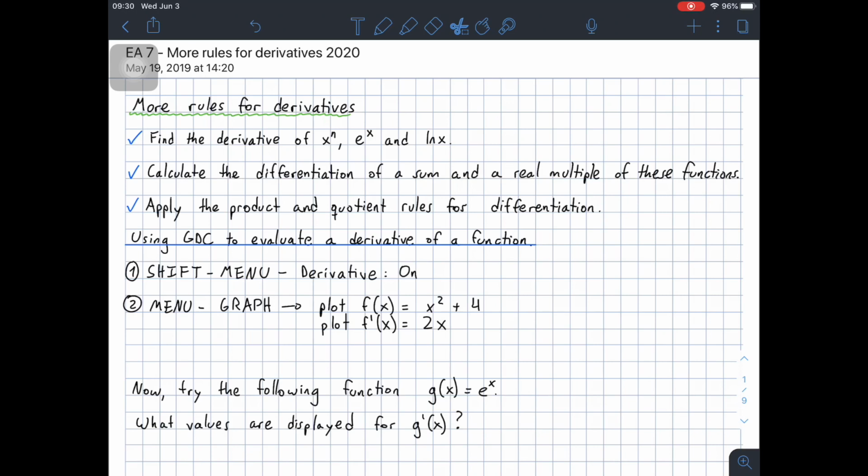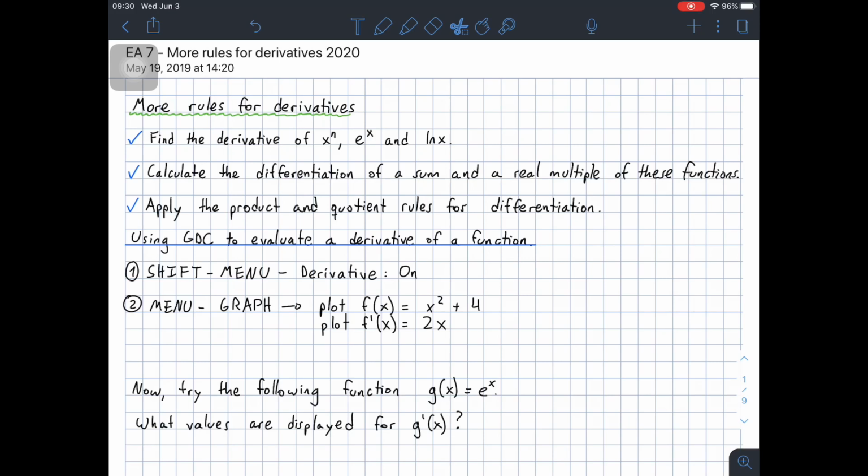Today we're going to see particularly two new types of derivative, which is the derivative of e to the power of x and the derivative of natural logarithm of x. So we're going to see how to differentiate exponential functions, and how to differentiate logarithmic functions. Okay, so more rules for derivatives.